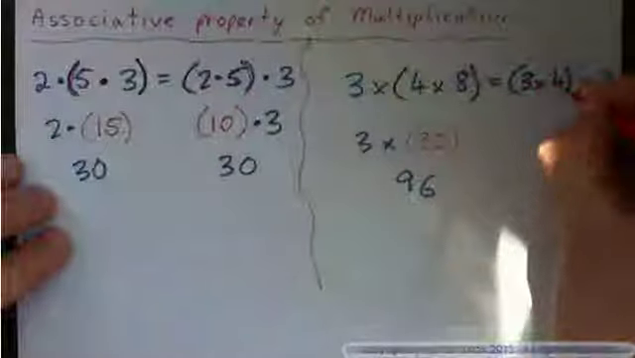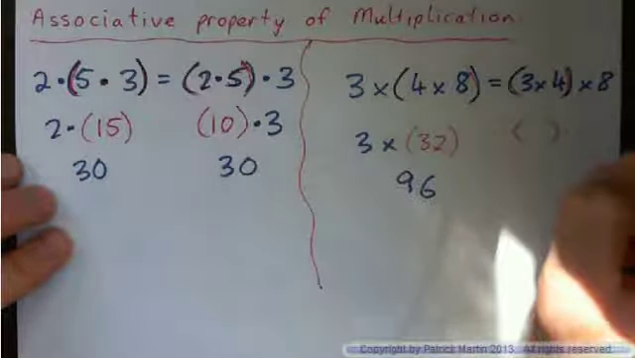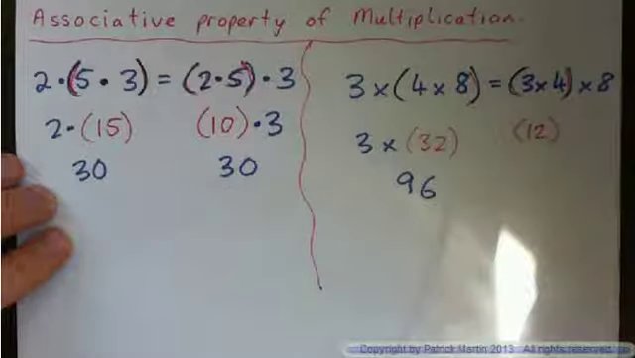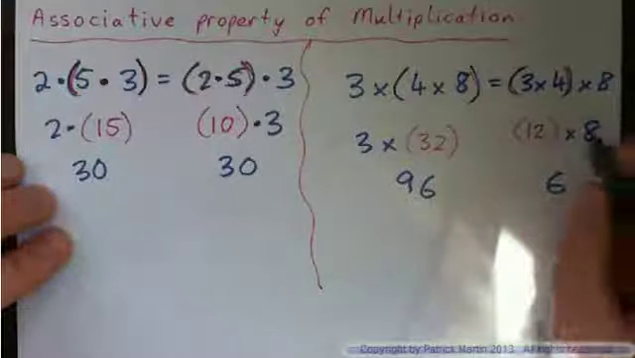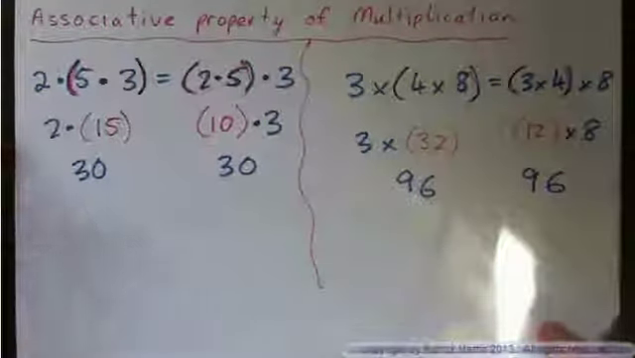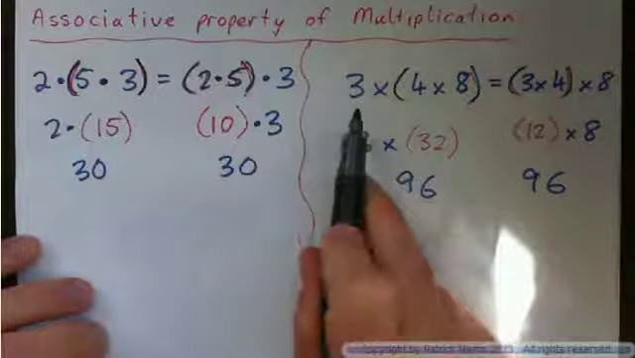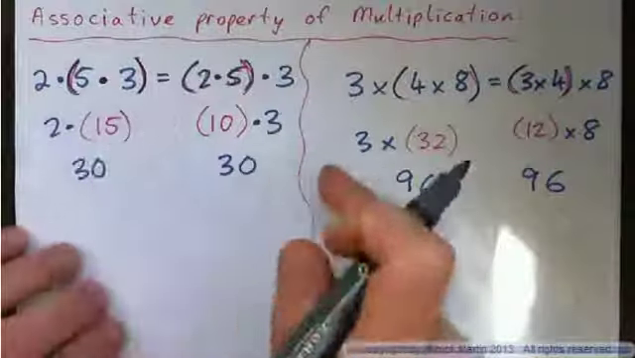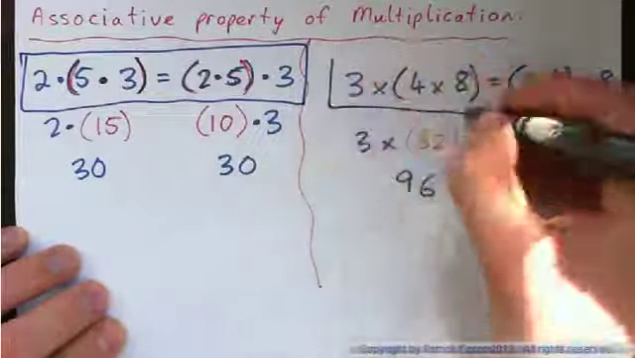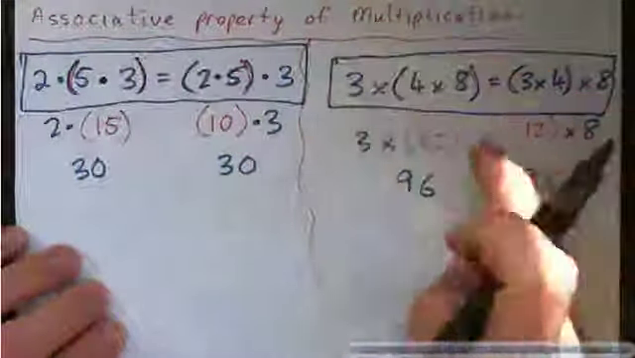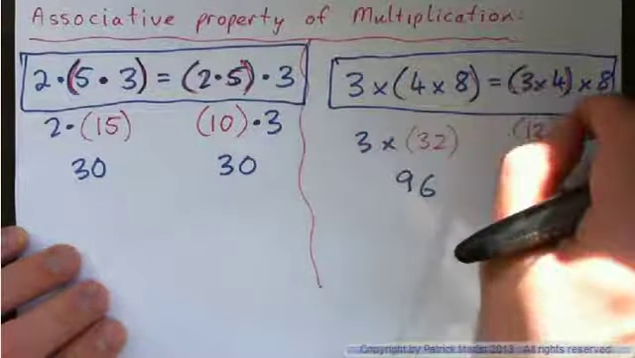So 3 times 4 is what? 12, and then multiply by 8. 8 times 2 is 16, carry the 1. 8 times 8 is 64, and 1 is 65, so 96. So the point is with the associative property, you don't even have to work it out, but the answer is, look, this equals this and this equals this, right? So you can either multiply the last 2 numbers at the beginning or the first 2 numbers.